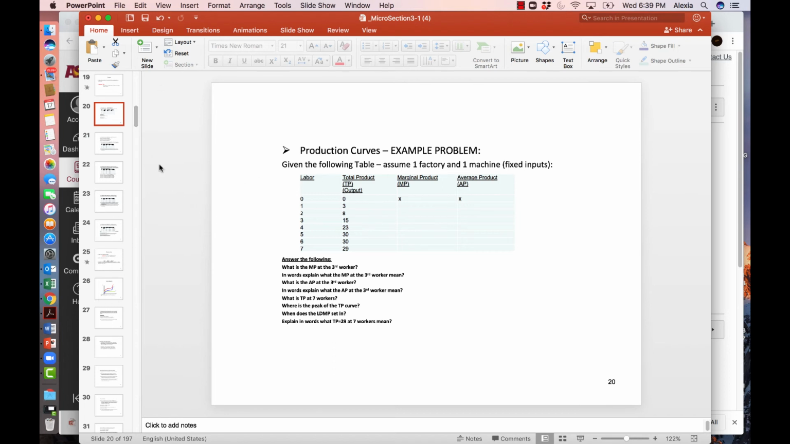So those are your fixed inputs. Remember, that means we're in the short run. It's a short run, and so you're going to go through and figure out marginal product, average product, where the law of diminishing marginal product and so forth take us.